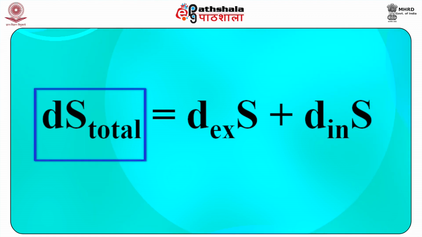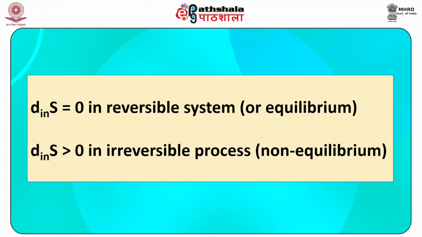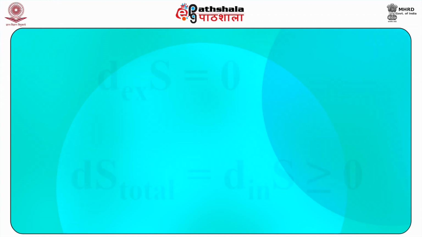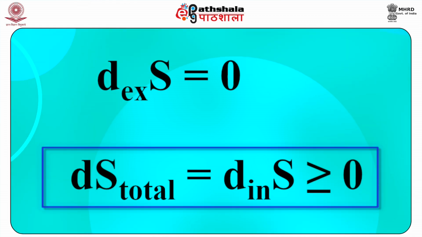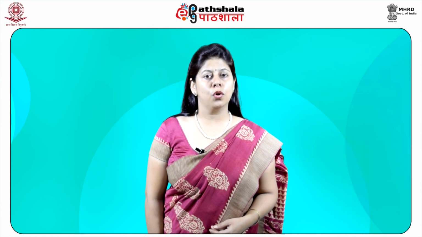dS total is the total entropy. Entropy change within the system can be equal to or greater than zero. Therefore, we can write dS internal is equal to zero in a reversible system or equilibrium system, and dS internal is greater than zero in irreversible processes or non-equilibrium system. If dS external is equal to 0, then dS total is equal to dS internal, which is greater than or equal to 0. There is no restriction on the sign of dS external, but dS internal should always be positive for irreversible thermodynamic states. The quantity T dS internal is called uncompensated heat by Clausius.